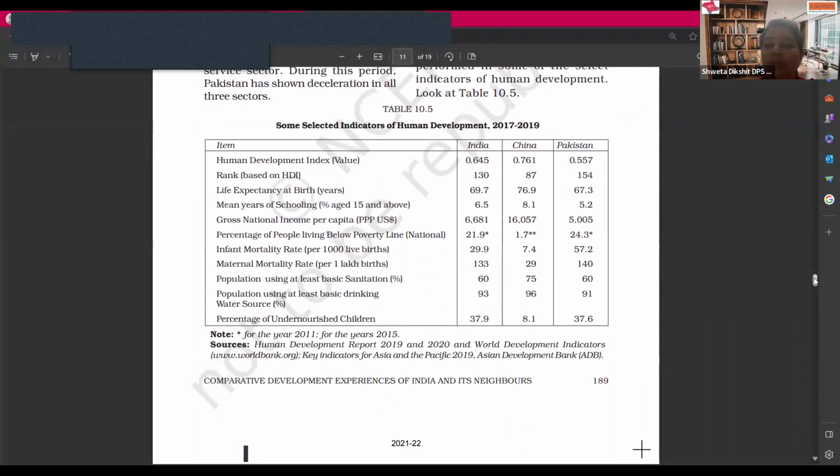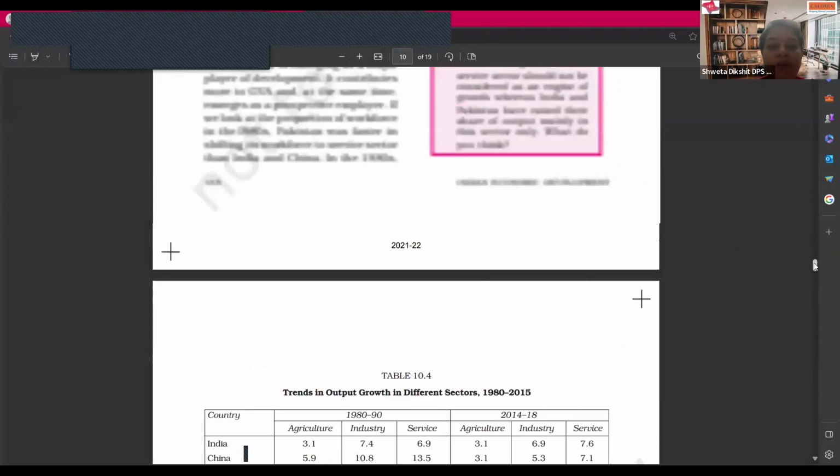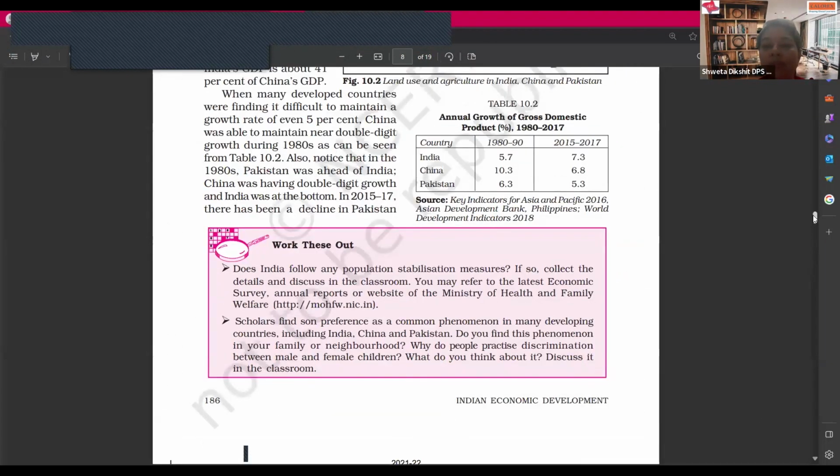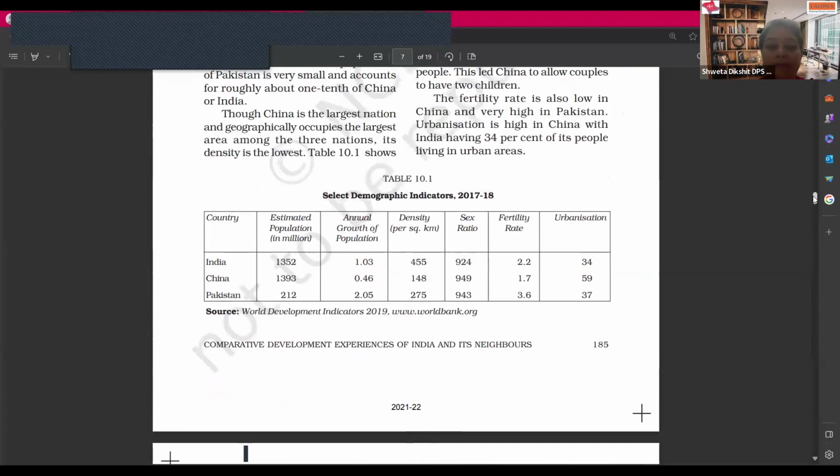There are many more tables which you need to refer to when you're preparing further. As I tell you the topics with the PPT, I'll also be referring to these tables. See, this is table number 10.1, which we were just talking about, that is about estimated population, annual growth, density, sex ratio, fertility rate, and urbanization. This is the latest data because the downloaded PDF I have is the latest PDF, which indicates the data of 2017 and 18. Hopefully, you would take it as reference and prepare for your exams to write the answer.